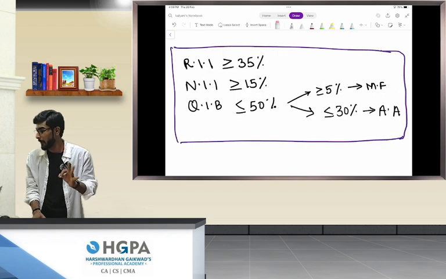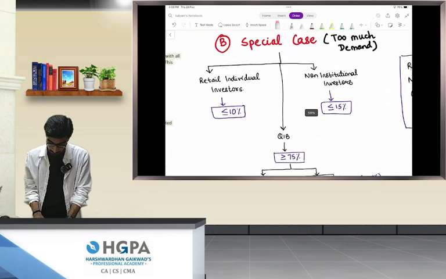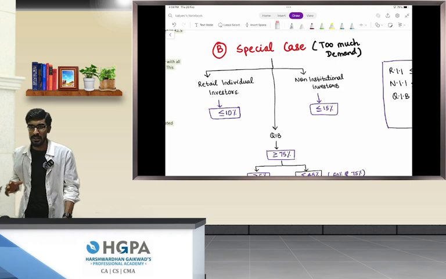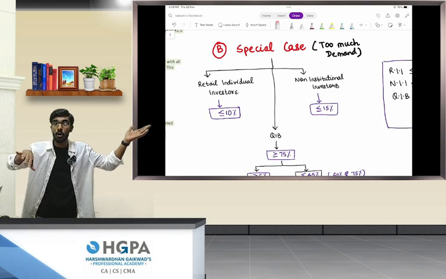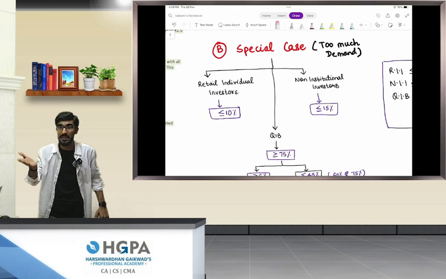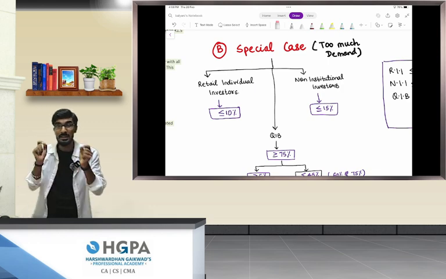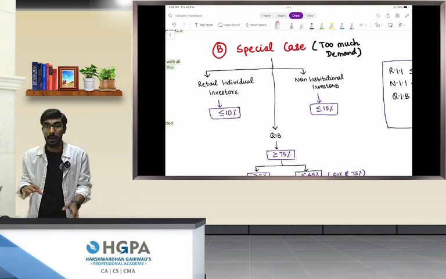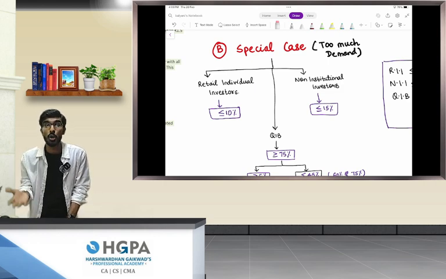A more concise mind map is this. Yes, people. Next is a special case. Let's say there is too much demand from the retail individual investors compared to qualified institutional buyers, or let's say there is more demand from qualified institutional buyers compared to retail individual investors. We will consider the case where there is more demand from the qualified institutional buyers. How will the shares be allocated?